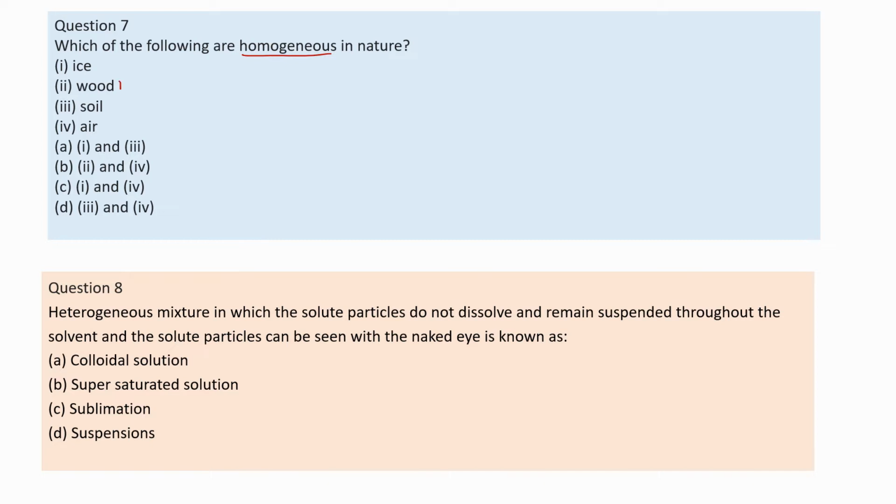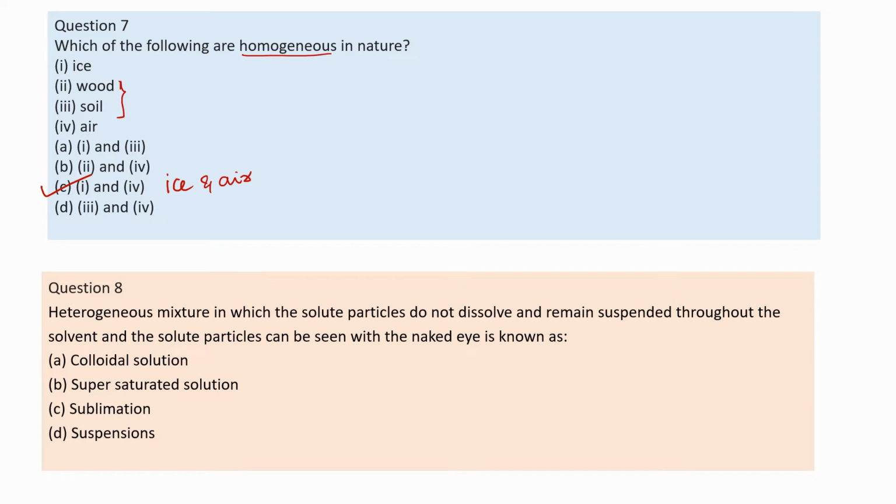Among these options, wood and soil are both heterogeneous and we can see their compositions are not even. So our options are ice and air. So these both are homogeneous in nature. So first and fourth are homogeneous in nature, ice and air.